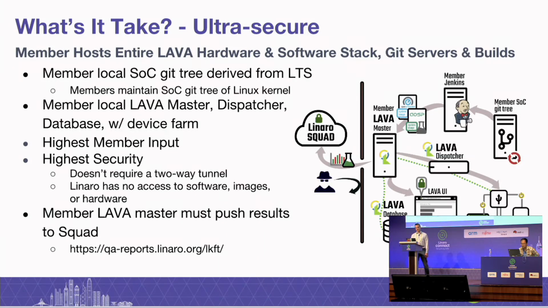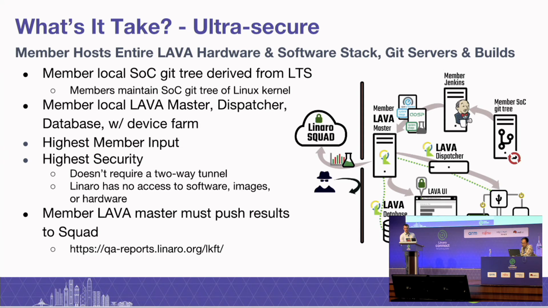And then we have the ultra secure model. This is where the member maintains the Git tree behind the firewall. If you have new hardware where you haven't yet released the Linux kernel for this, this is the model you'll need to use. So the Git tree is within your company.